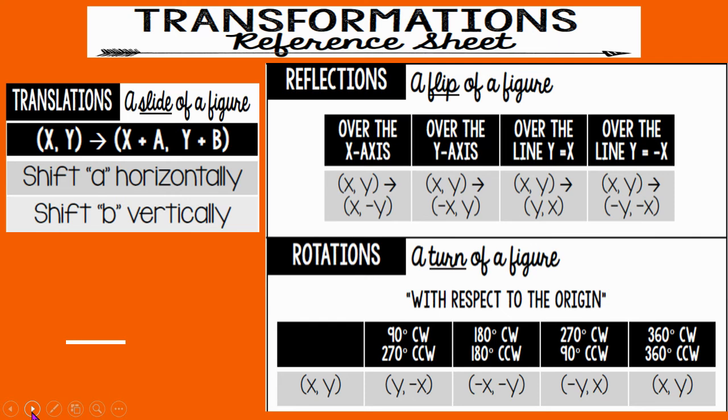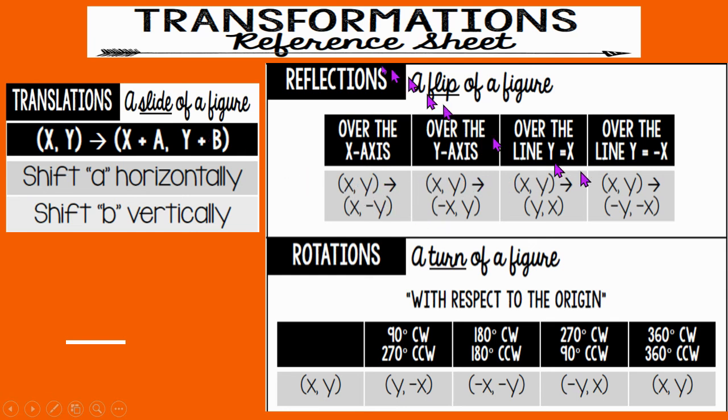And then this is a reference sheet that has all of the rules for your transformations. So for a translation, if it's a number with your x, you're going to shift horizontally. So you're going to shift on the x-axis. If it's positive, you're going to go right. If it's negative, you go left. This is your y-axis. It's going to go vertically. If it's positive, it goes up. If it's negative, it goes down.